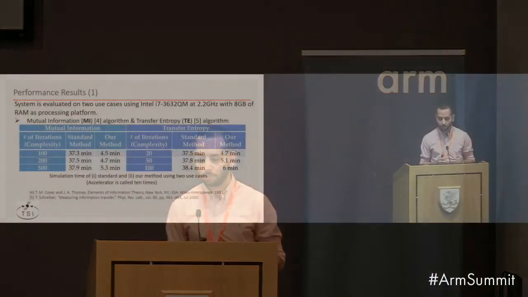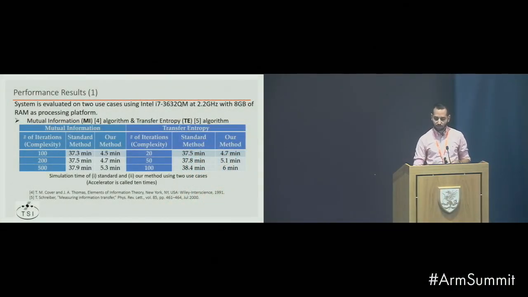The efficiency of our novel approach has been evaluated using two SystemC described accelerators, mutual information and transfer entropy. The main reason behind the selection of those two use cases is that the complexity of the accelerator hardware implementing them depends on the number of iterations supported in each hardware core.